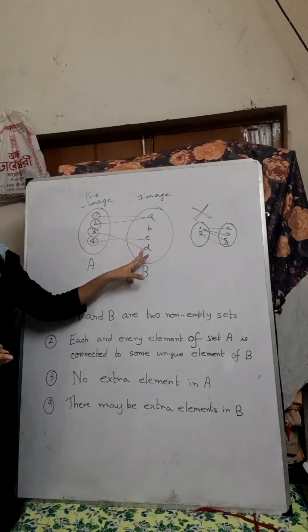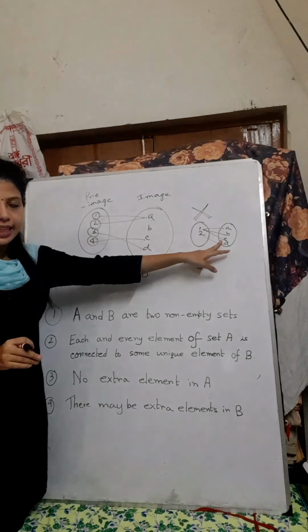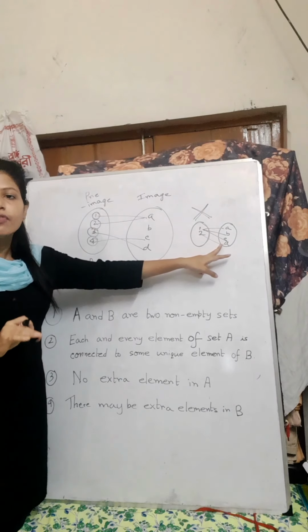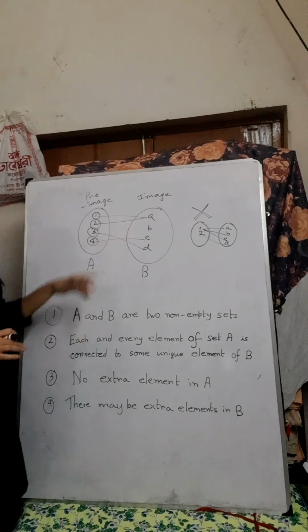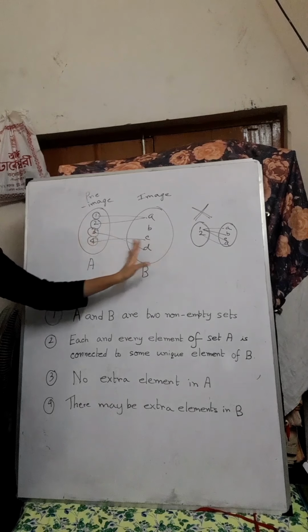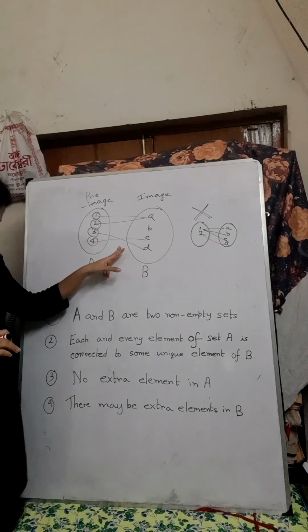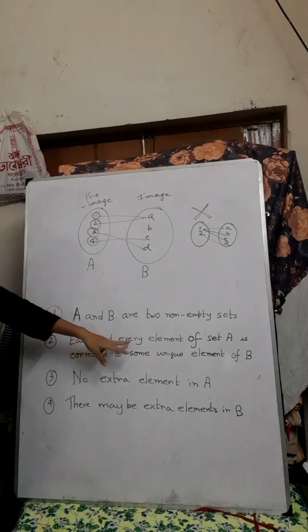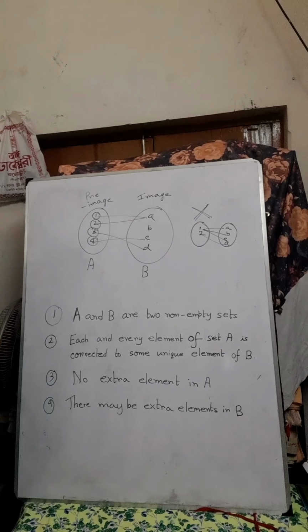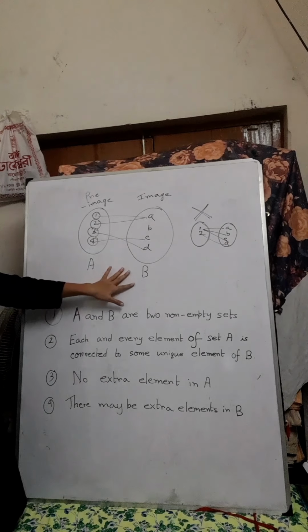I will repeat once more. 1 to many, this one is just a relation we can say, but it is not a mapping or function. But if the relation is like many to 1 or 1 to 1, both of them we can say are mapping or function. So each and every element of set A is connected to some unique element of B. Number 3, no extra element in A. And number 4, there may be some extra elements in B.